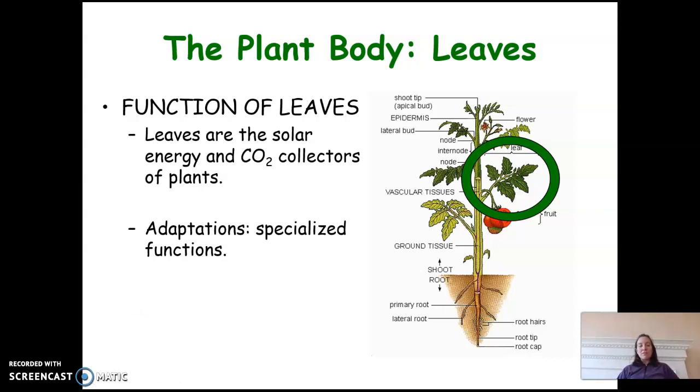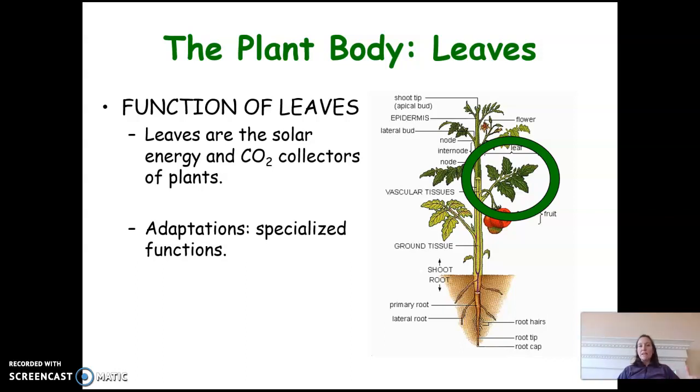So we've talked about some of the other organs in plants. We've talked about stems and roots, but now the last organ that we're going to talk about that's vegetative are the leaves. These vegetative organs are parts of the growing plant and not part of the reproductive structures.